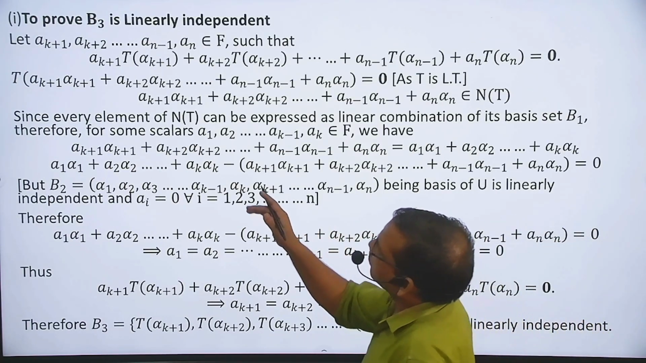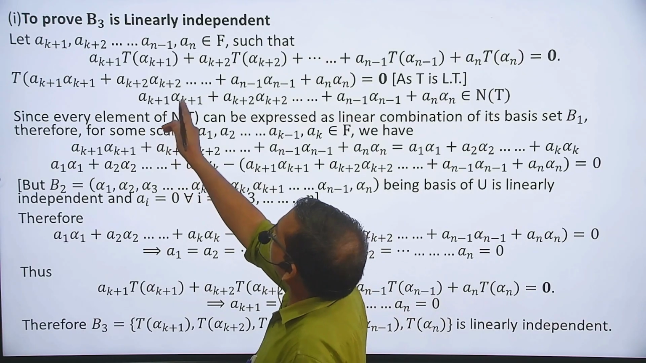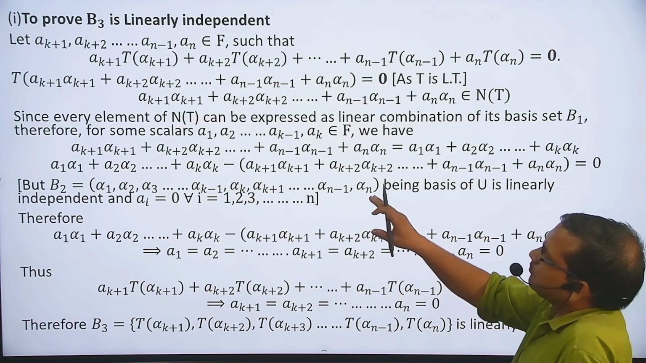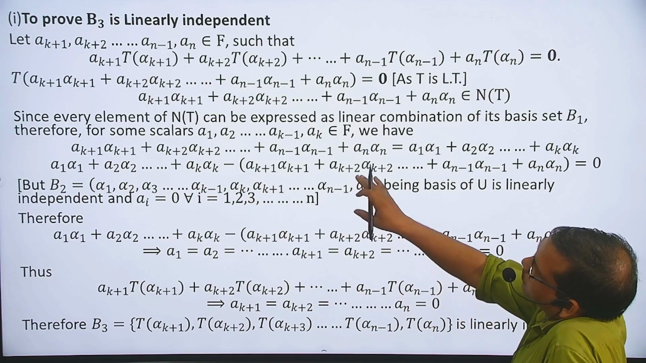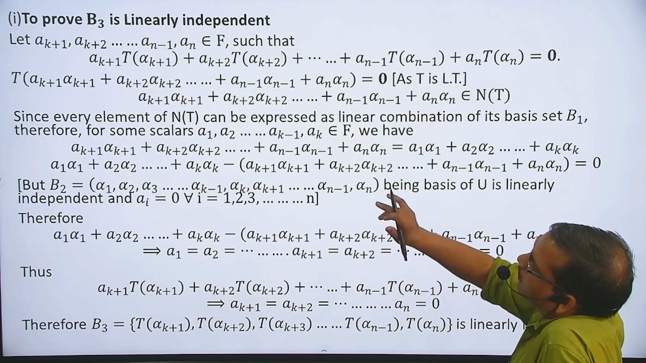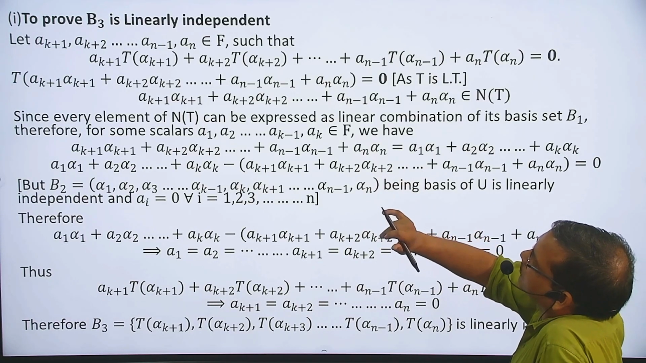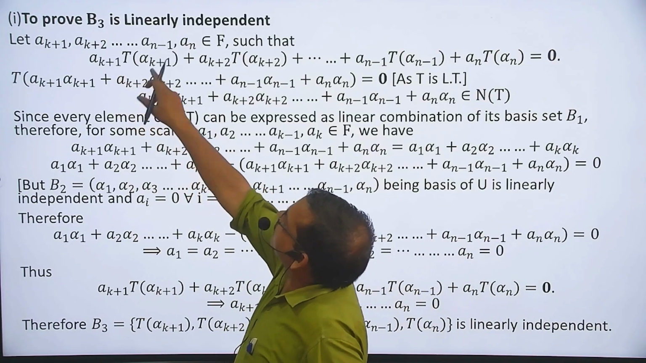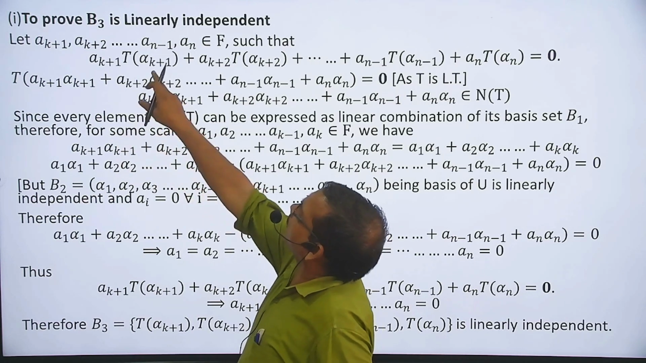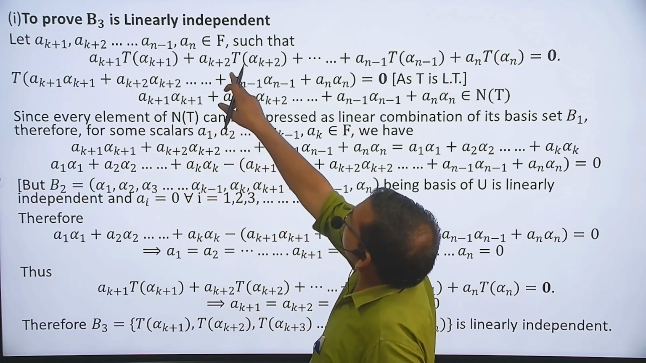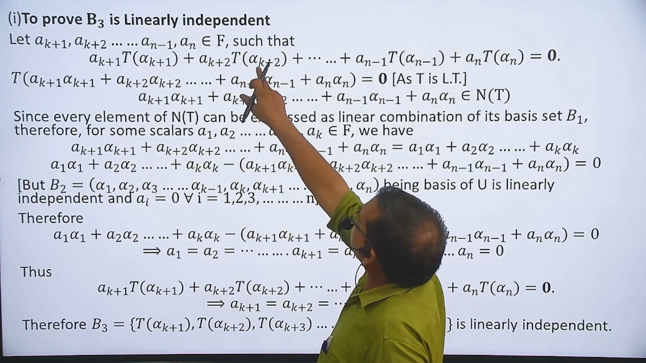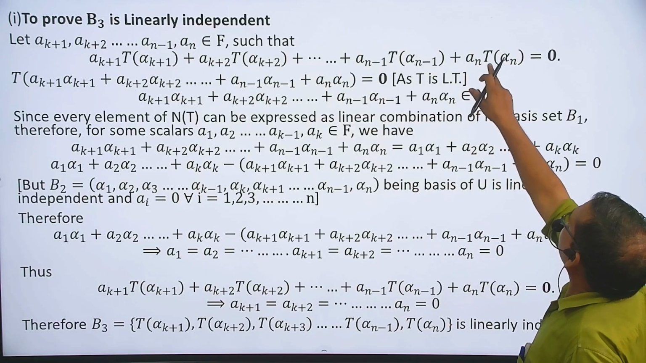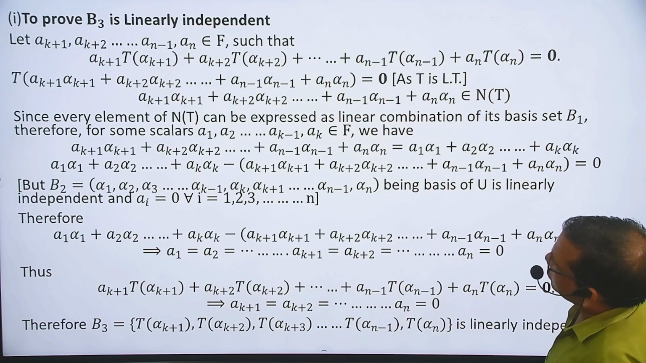To prove that the set of vectors B3 is linearly independent, let a_{k+1}, a_{k+2}, and so on up to a_n be elements of the field. As such, when we multiply a_{k+1} by the image of the vector alpha_{k+1}, plus a_{k+2} multiplied by the image of alpha_{k+2}, and so on, plus a_n multiplied by T alpha_n, it is equal to 0.